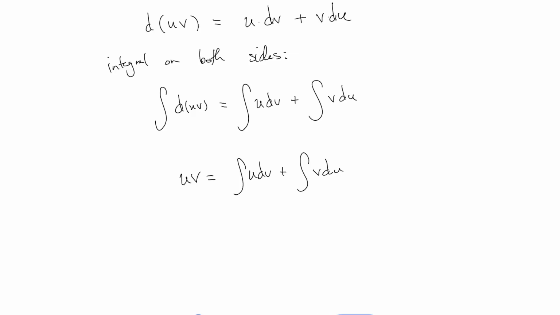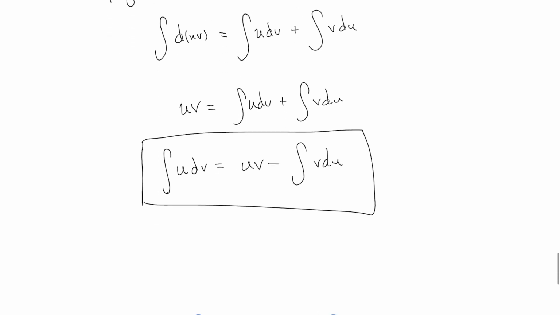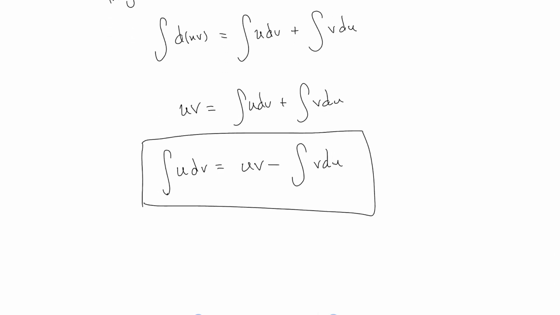So I'm going to rearrange by subtracting this integral v du onto the other side. And then I'm going to write it the other way around: uv minus integral v du. All right, this right here is what we call the integration by parts formula. And you need to memorize this. And we're going to do it so often that I don't think you'll have a problem memorizing this.